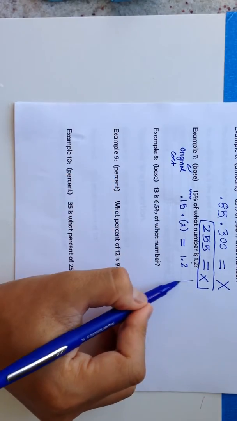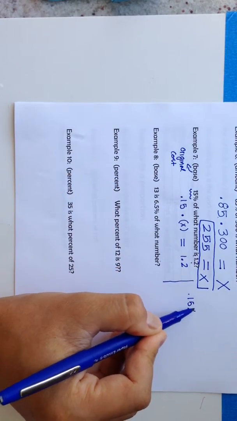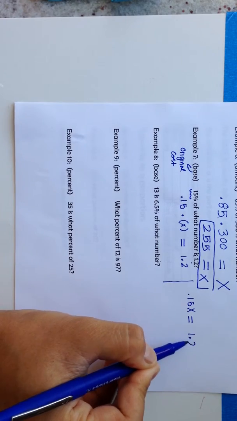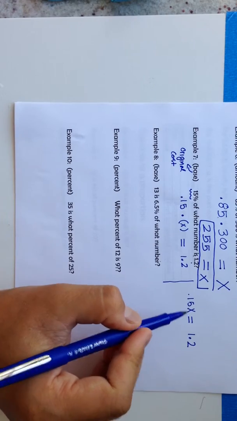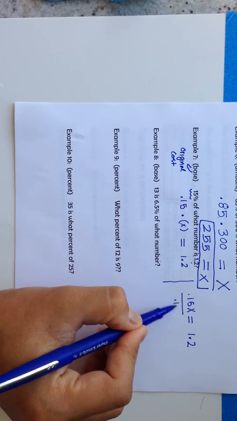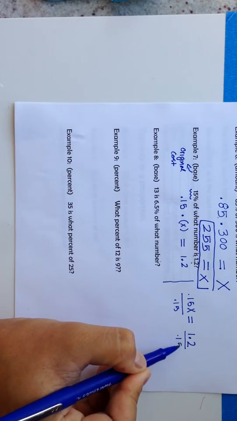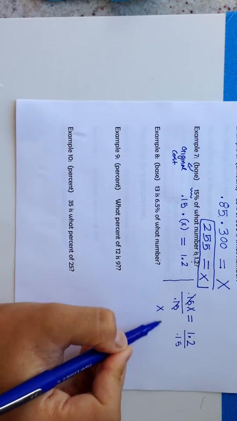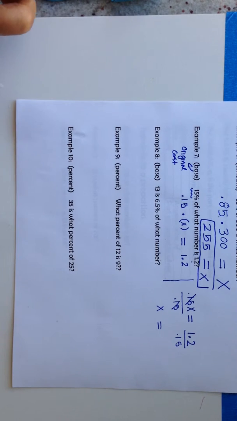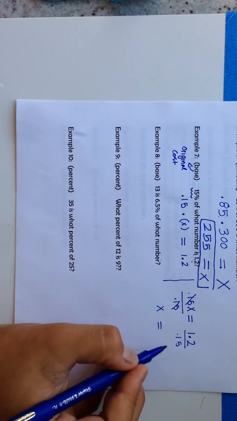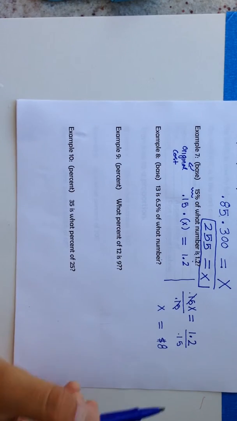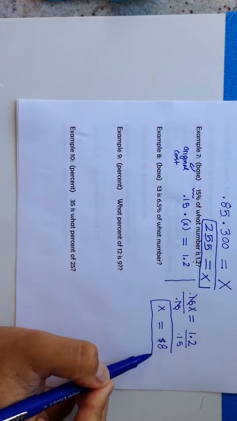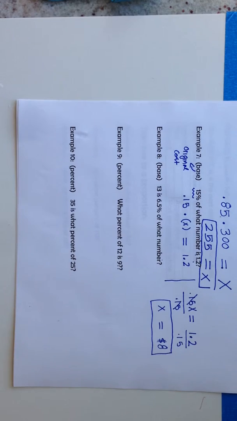So 0.15 X equals 1.2. So from here, to find out what that number is, we would continue to divide both sides by 0.15. These will cancel out, so X equals... And then to save time, we're going to use a calculator to do the calculation. It comes out to be $8. So your meal would have cost you $8, which is what we call your base, your original cost, if you tip $1.20.